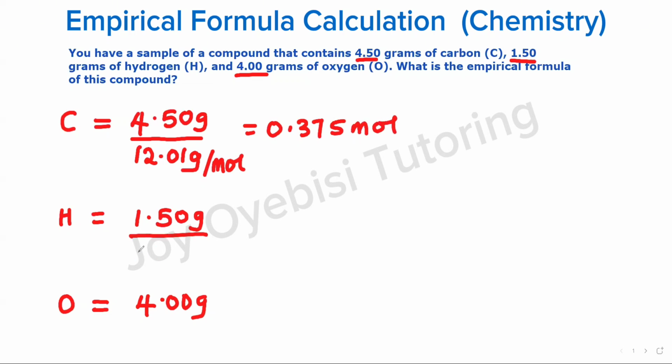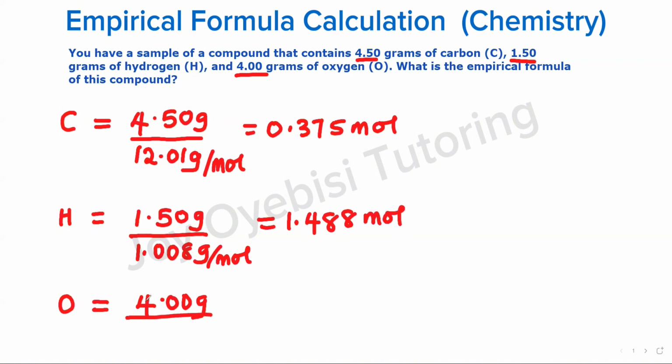And then the next one, we divide by the mass of hydrogen. We have 1.5 divided by 1.008. That gives me 1.488 mole. We move on to that of oxygen. The mass of oxygen in the periodic table is 16 grams per mole. So 4 divided by 16 would give me 0.25 mole.